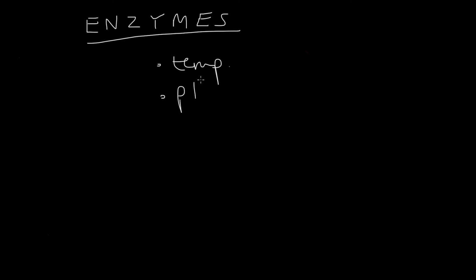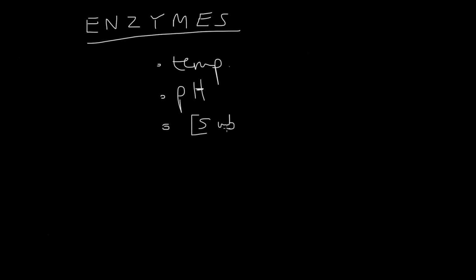And similarly, the pH has an effect on the rate of reaction as well, for similar reasons: as the pH gets more extreme, either way, acidic or alkaline, the three-dimensional structure of the protein can no longer exist, and therefore the reaction would be slowed down at extremes of pH.